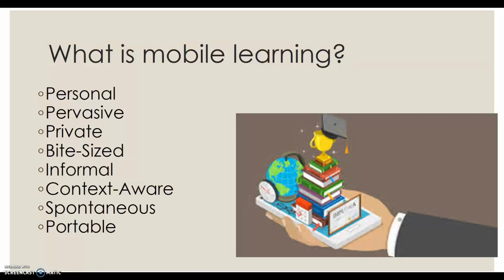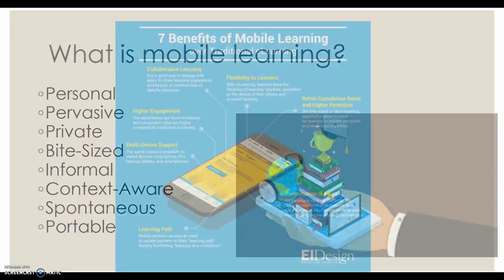So what is mobile learning, right? When we think about mobile learning, it's personal, it's private, it's bite-sized, it's little chunks at a time, it's informal. It's context aware, it's spontaneous, and most of all, it is portable. So students can make it their own learning, right? And they can take it with them. They can pick it up when they want to. They can put it down when they want to. They can chunk it, and it's just for them.